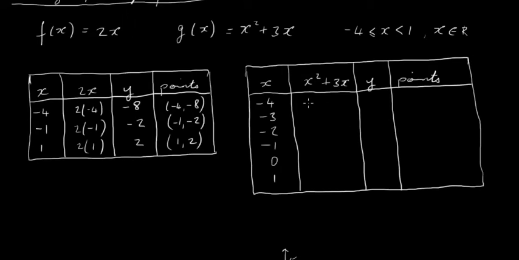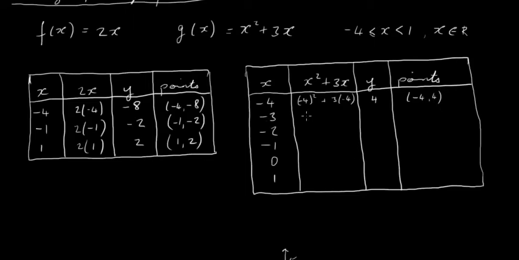So it's going to be -4, and we're going to square it first of all, and then plus 3 times -4. So let's see what we get. -4 squared is 16. 16 plus 3 times -4 is -12. So we have 16 minus 12. That gives me 4. So my first point is going to be (-4, 4).